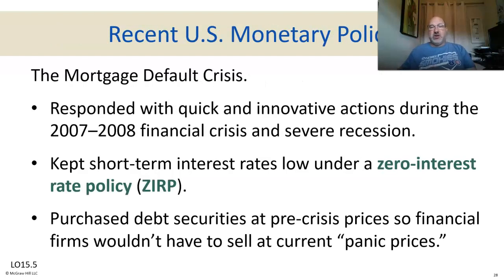So some recent U.S. monetary policy, the mortgage default crisis. We responded with quick and innovative actions during the 07-08 financial crisis and severe recession, kept short-term interest rates low using a zero interest rate policy, or a ZIRP, purchased debt securities at pre-crisis prices so financial firms wouldn't have to sell at current panic prices.